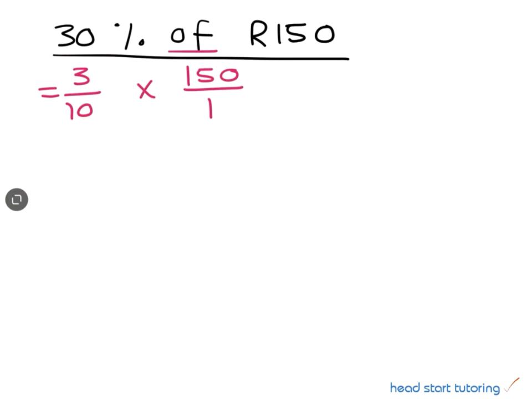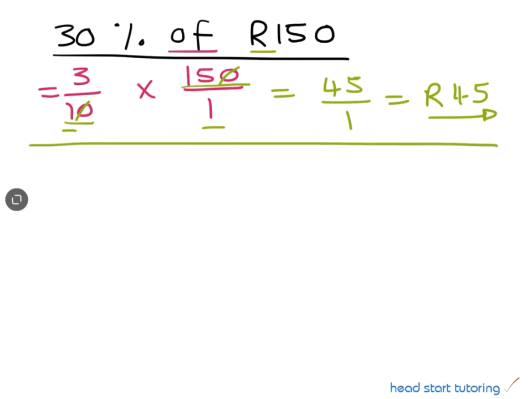Now what we need to do is cross cancel if we can, and we see that we can divide our 10 and our 150 by 10 to get 1 and 15. So we end up with 3 multiplied by 15, which is equal to 45, and 1 times by 1 is equal to 1. So we end up with an answer of 45 Rand. Don't forget your measurement because you might get half marks taken off.